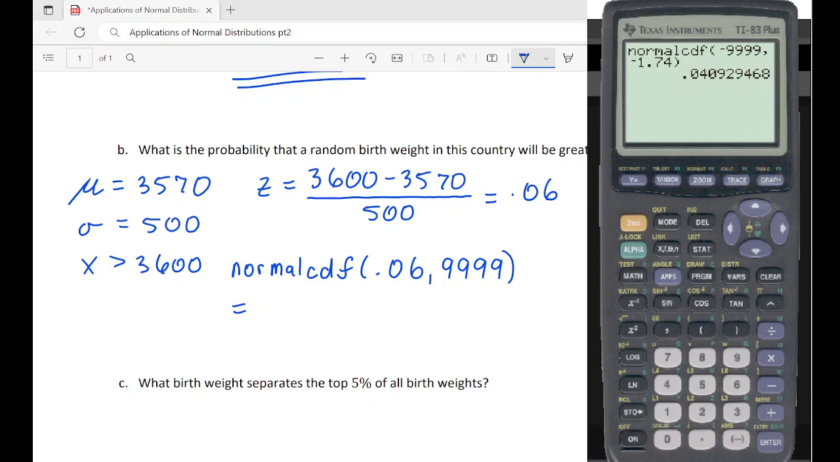So bring our calculator up. And we're going to go to second vars, normal CDF, and 0.06, comma, 9999, close parentheses and enter. And we're going to get 0.4761. So the probability of a random birth weight being greater than 3,600 is 0.4761.